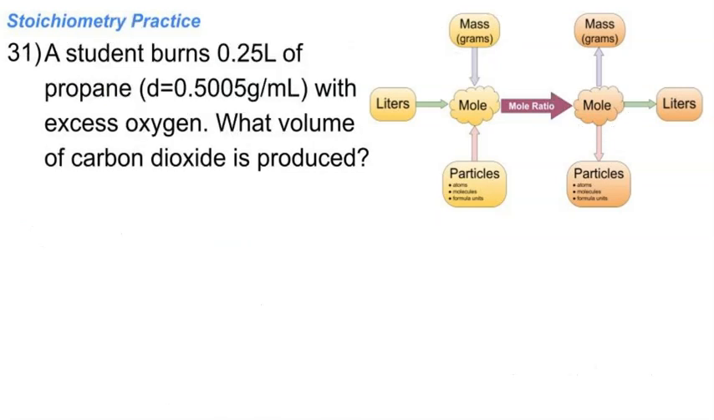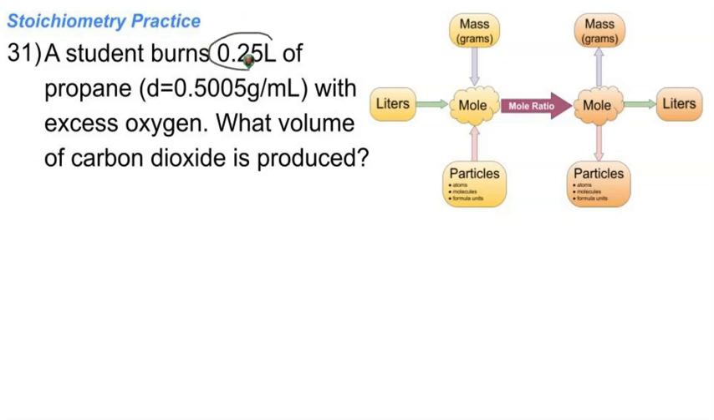Next we have a reaction where a student burns 0.25 liters of propane, and it gives us the density of propane. With excess oxygen, what volume of carbon dioxide is produced? So because they said there's excess oxygen, we know that this is an ideal stoichiometry problem. We don't need to worry about the amount of oxygen. We don't need to find the limiting reactant. We are to assume that there's plenty of oxygen. So we'll start with kind of outlining our strategy.